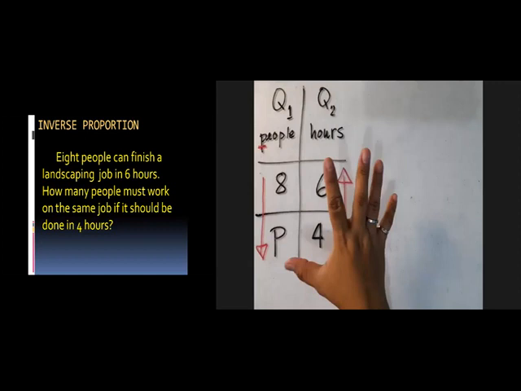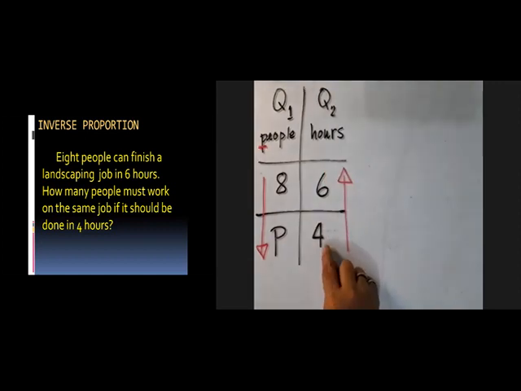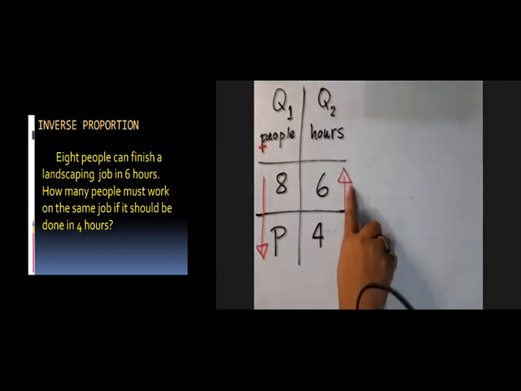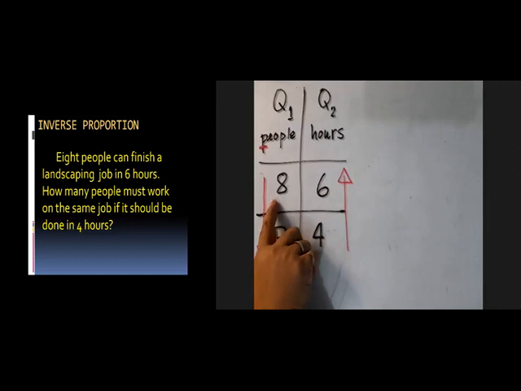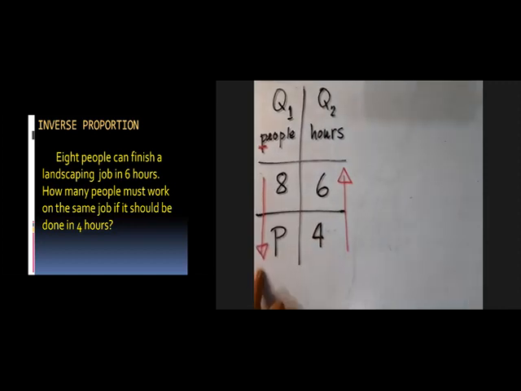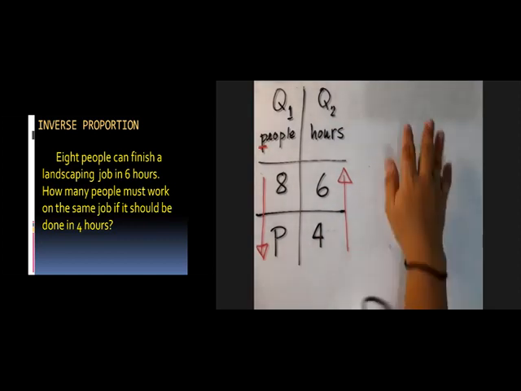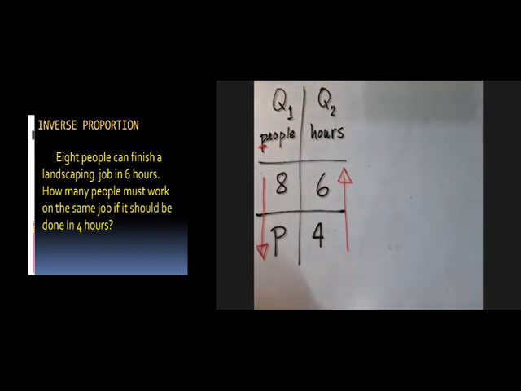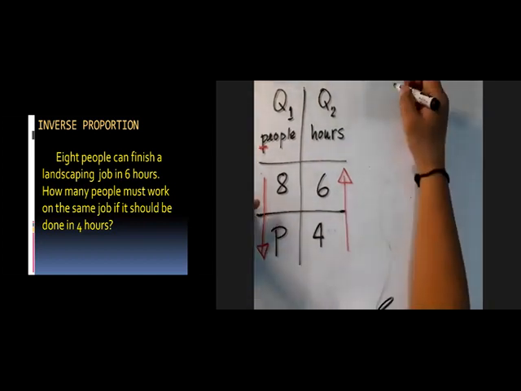Or, tignan natin dito, from 4 to 6, pataas yan, di ba? 4, 6. Pataas yung arrow natin. Dapat itong kabila, pababa. Okay? So, ganyan. So, para saan yung arrow na yan? Yung mga arrows na yan, para dun sa pag-formulate natin ng ating working equation. So, let's have now our working equation.